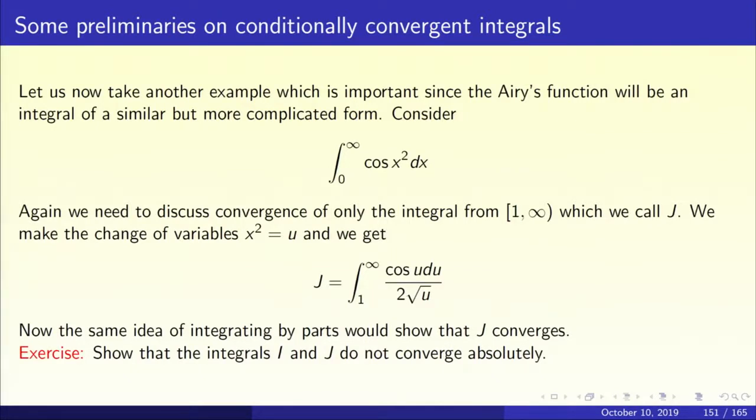As an exercise, show that the integrals I and J do not converge absolutely. They are both conditionally convergent integrals. So this is a preliminary to how to handle conditionally convergent integrals. We have seen two examples which are baby examples. The Airy function will be a slightly more complicated example, but before taking up the complicated example, it's expedient to look at these two easy examples.